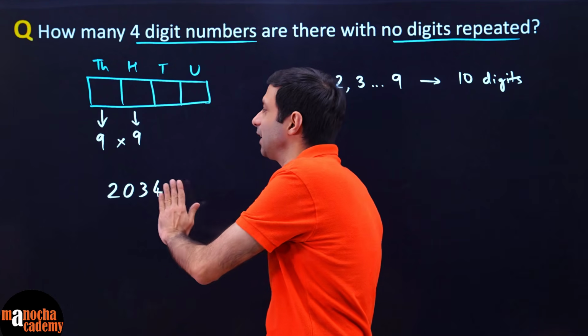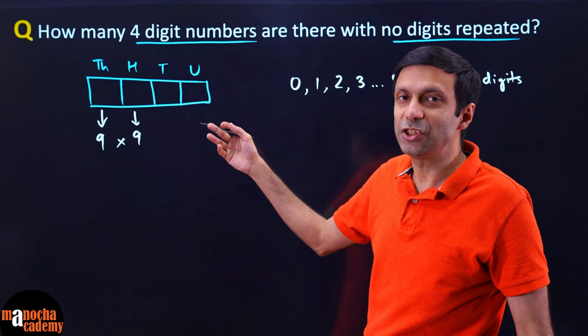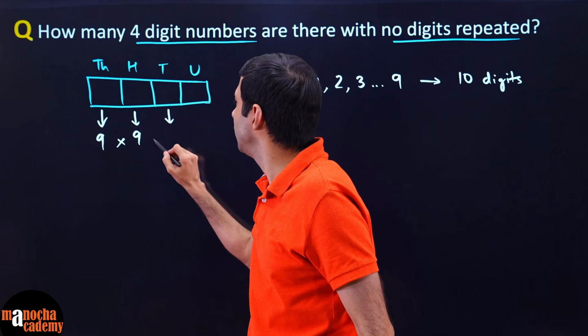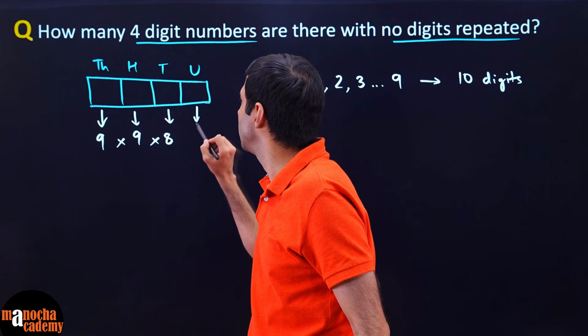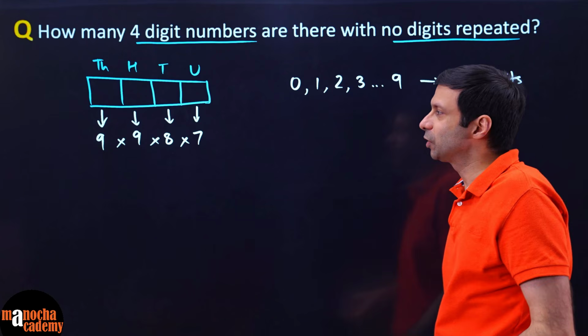So here it's 9 times 9. Now once again, since a digit cannot be repeated, how many digits are left? 9 minus 1, 8. So in the tens place, we can put 8 digits. In the units place, we can put 7 digits. So what are the total number of permutations possible?